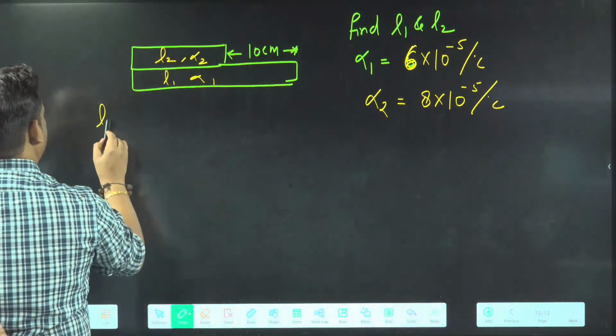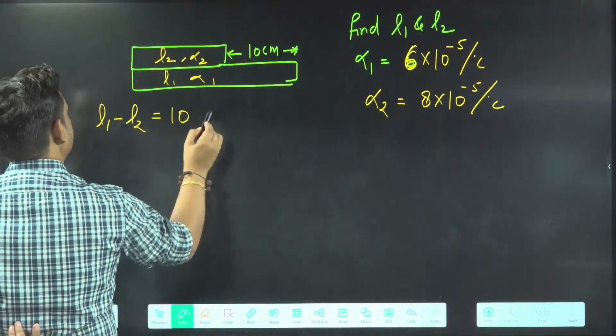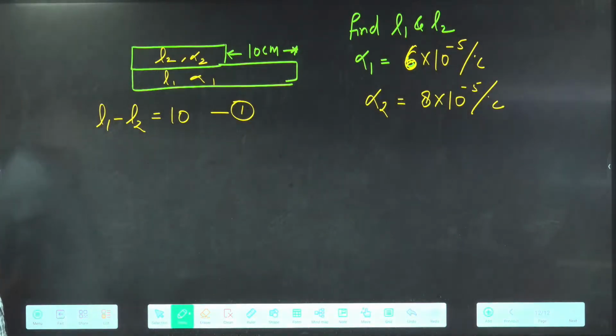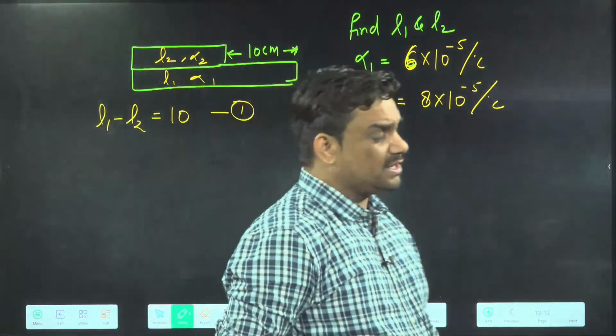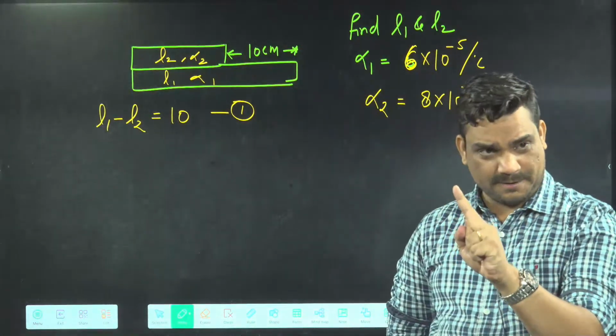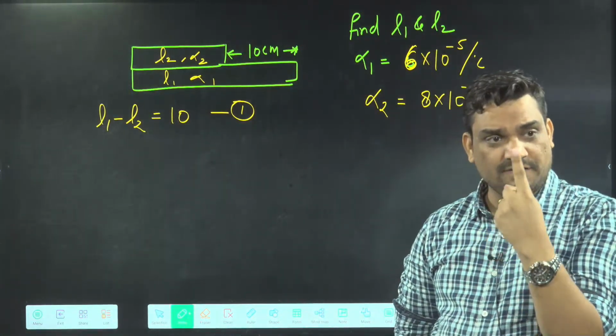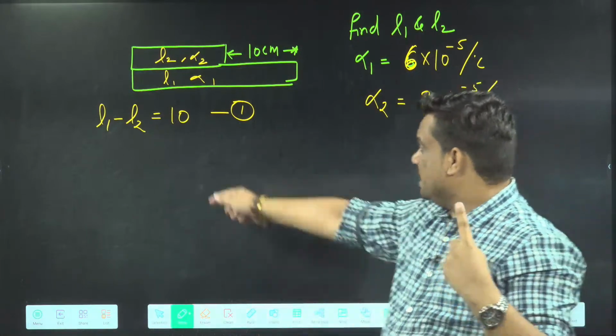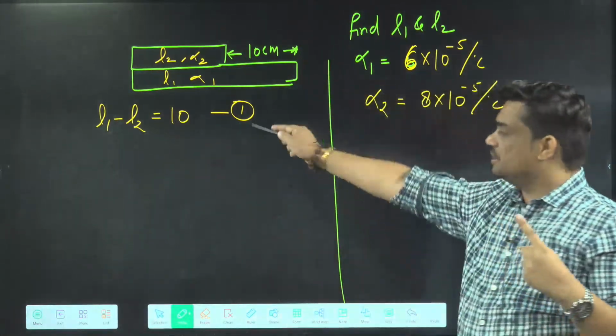You can say, sir, here L1 minus L2 is given as 10, and if you have to solve for L1 and L2, then you need two relations. Two equations are required, but only one is given. I need 2, they have given only 1. You need another relation to solve this question.